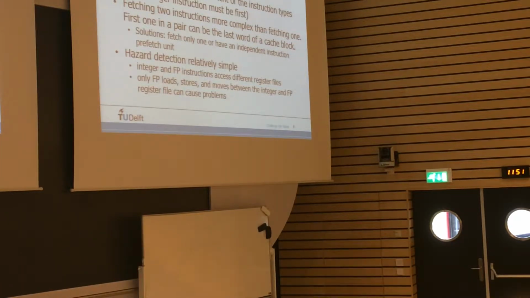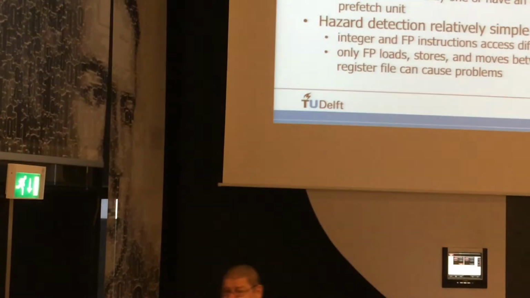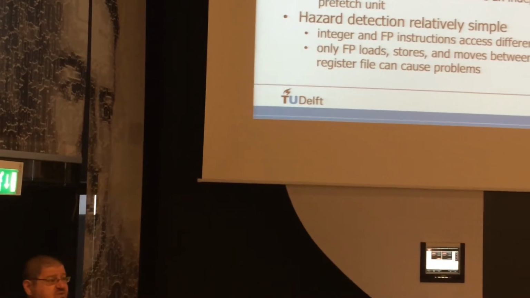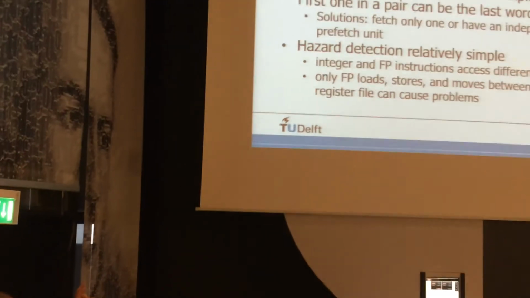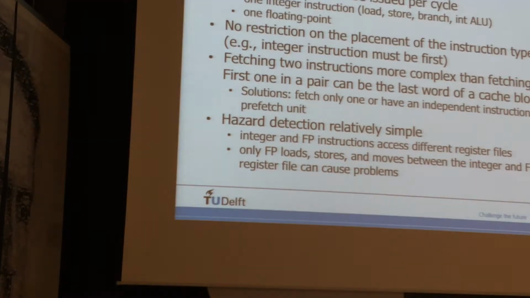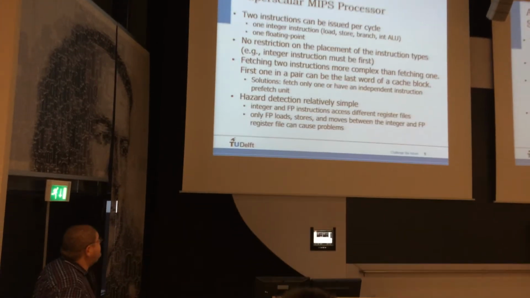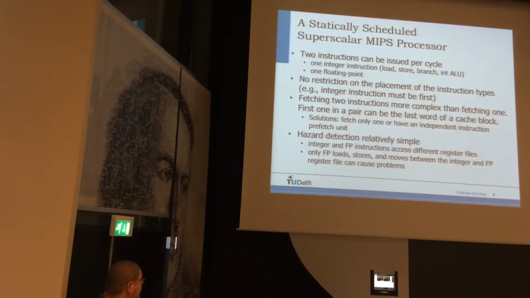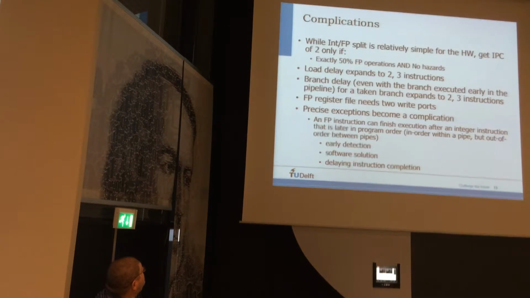Now, because my machine is simple, I have just two classes. I can check the hazards easily. They are their instruction type. And from that point of view, things are simple. Okay.